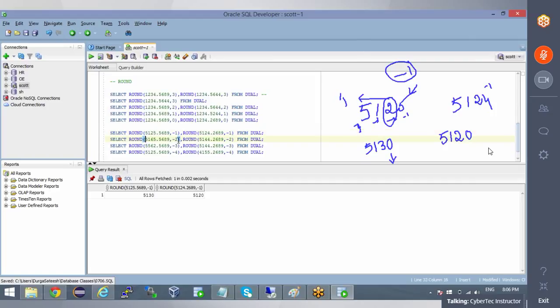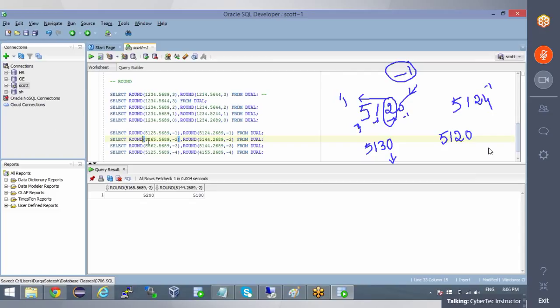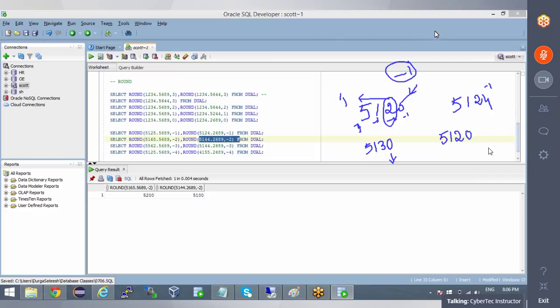Now see this. So what is happening here? I'm asking you to make a round of -2. So this value will be ignored to 0, this value will be ignored to 0, and as this value is greater than 5, the action would be happening on this particular value. See the output. 5200 would be your resultant here, and 5100 would be the resultant here. So how did we get this particular answer? Now 5165. All right, 5165.